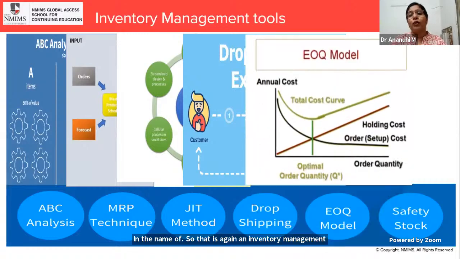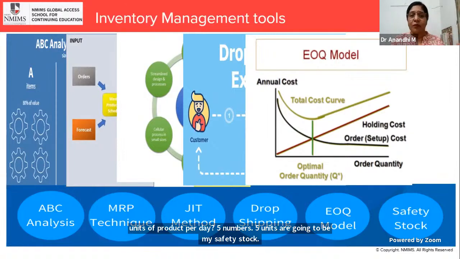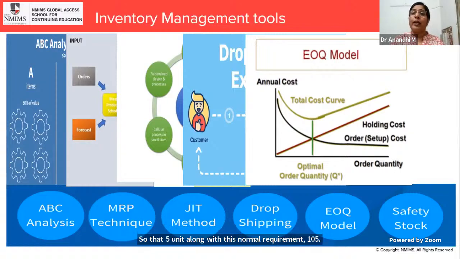Then we have EOQ, that is economic order quantity. My safety stock will tell me how much to stock or hold at a point of time. My economic order quantity will tell me how much I should order. What should be my safety stock? For producing 100 units of product per day, 5 units are going to be my safety stock. So that 5 units along with this normal requirement makes 105. So how am I going to order? Economic order quantity. How much should I order?